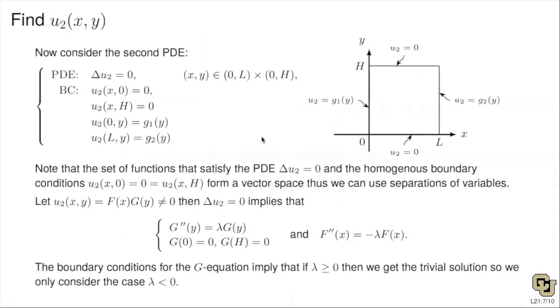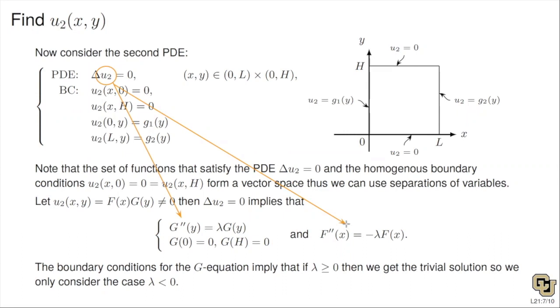So then for the other problem, it's exactly the same. This is the part where you should take a minute and appreciate that this problem is actually kind of easier than the heat equation. Because this problem for U2 is basically the same problem as for U1. The only difference is the role of the x and y variables have changed.